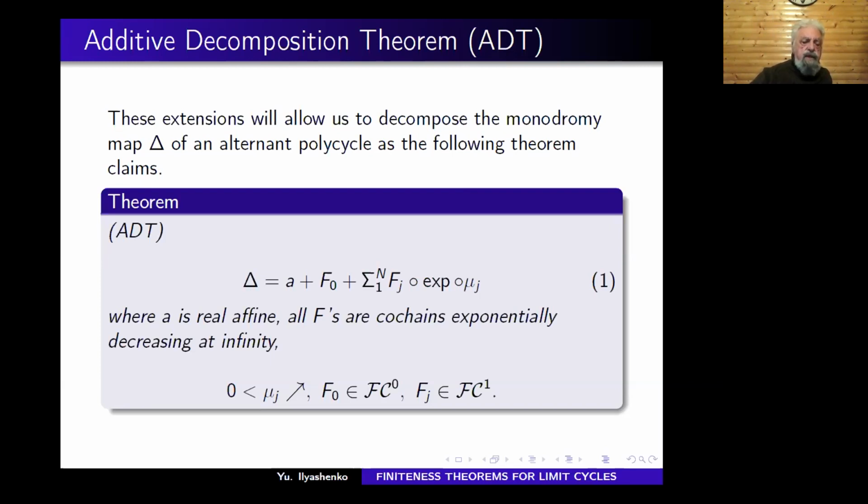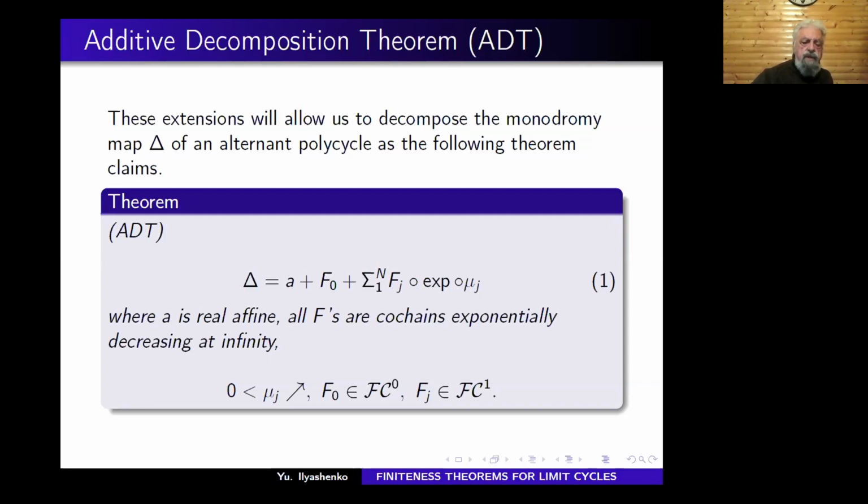As I said before, we are in the case when the oscillation of the characteristic of the composition of the monodromy map is 1. That is, the maps to and from alternate in the composition. Such polycycles are called alternate. And the monodromy map of an alternate polycycle is the following.